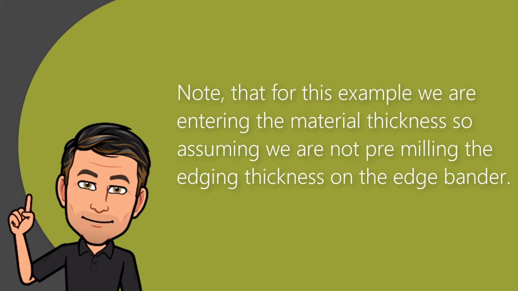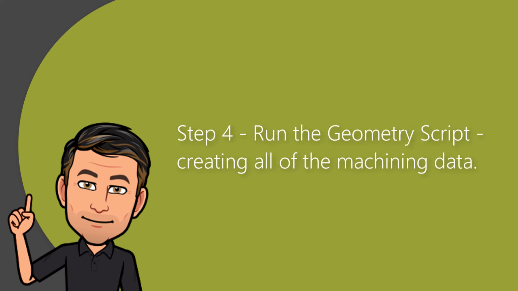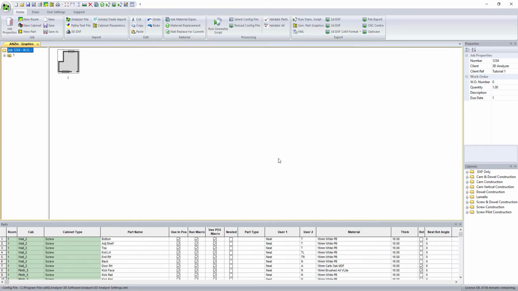on the edge bander. Step 4: run the geometry script, creating all of the machining data. Now that you have set up your project by entering your job details and selecting your job-specific materials, it is time for 3D Analyzer to calculate the machining operations and make ready for export and running on your CNC.